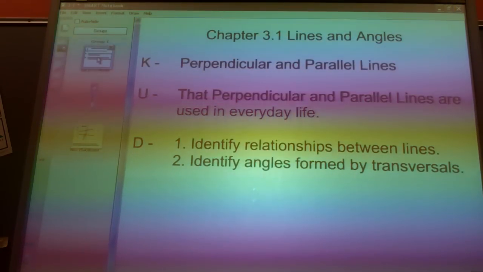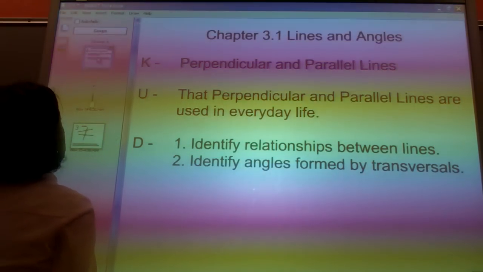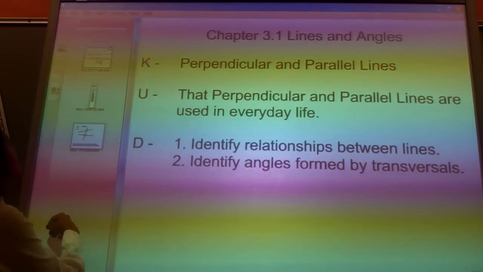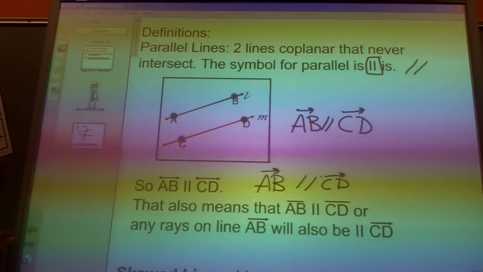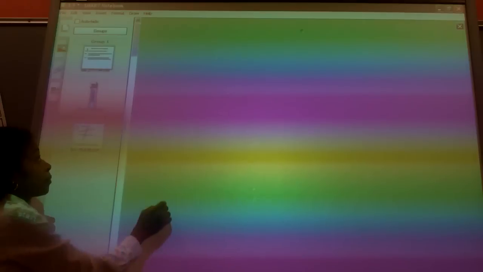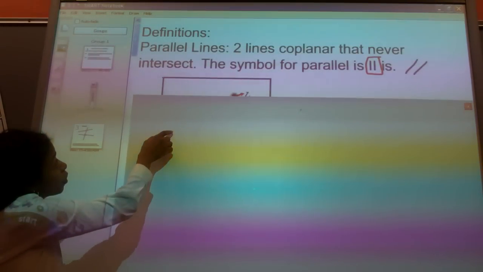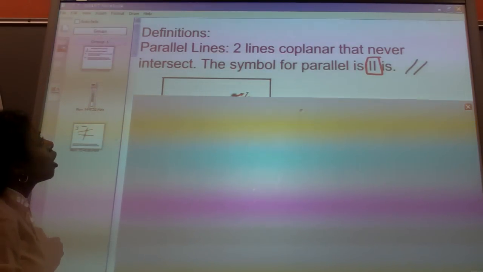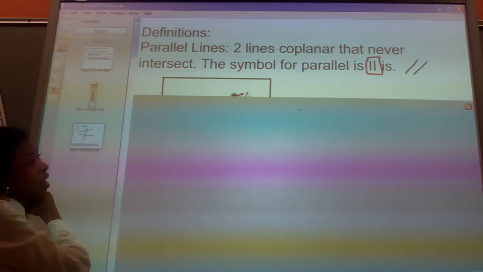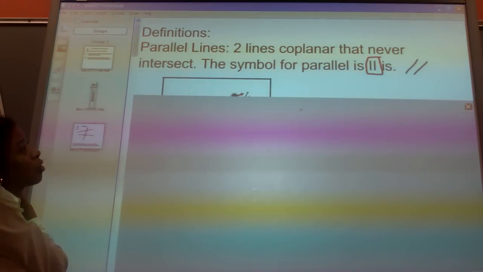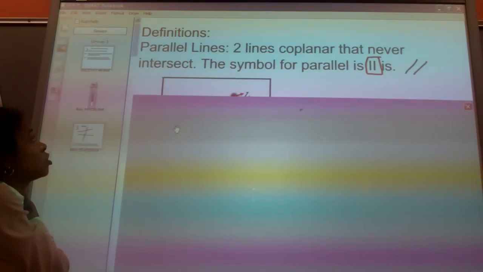This is chapter 3-1, lines and angles. Please copy your codes. All right, in this particular chapter, just like in chapter 2, we are still dealing with proofs. Please be sure you commit to memory the definitions, the postulates, the theorems that are associated with this chapter.